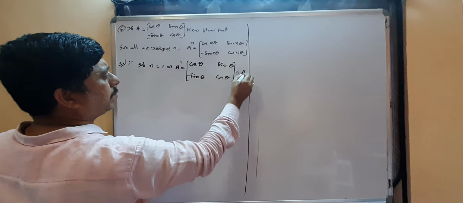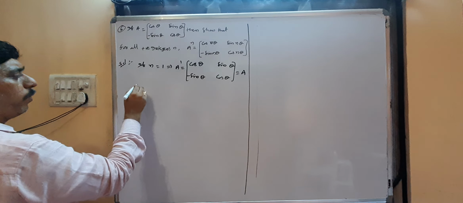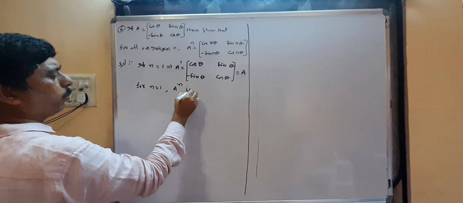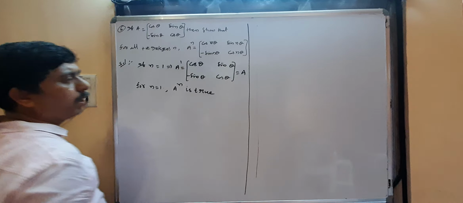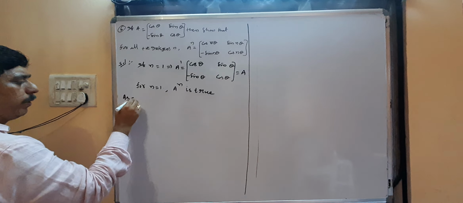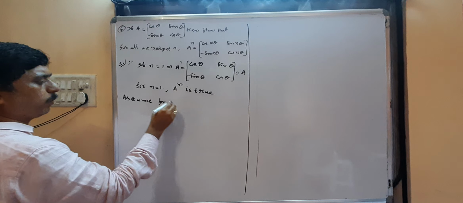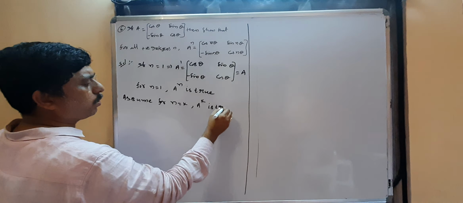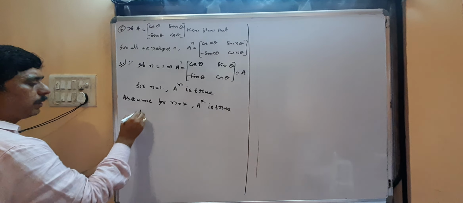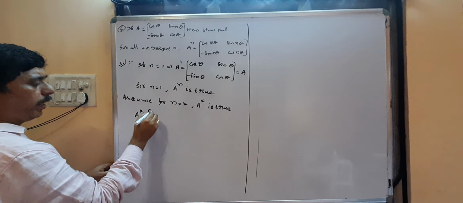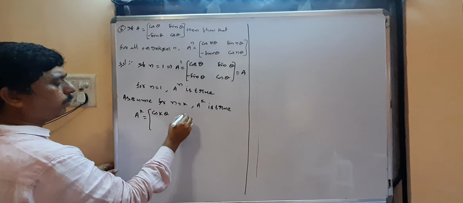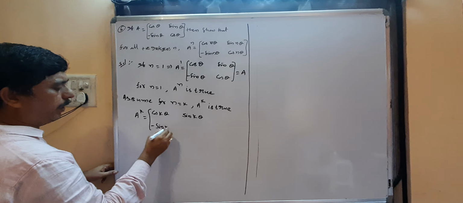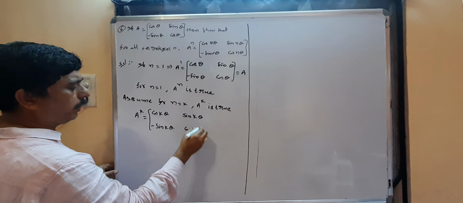But this is the given matrix A. So it is true for n equal to 1. Next you have to assume it for n equal to k. A power k means in place of n you can take k. We get cos k theta, sin k theta, minus sin k theta, cos k theta.